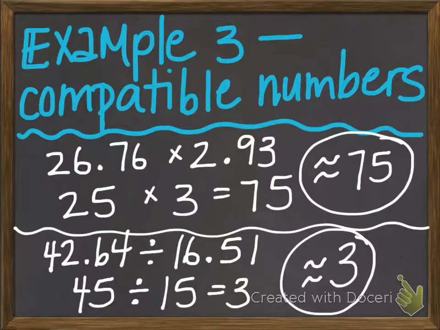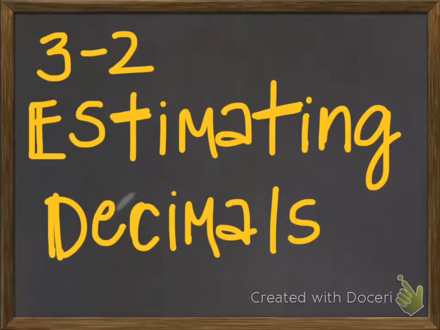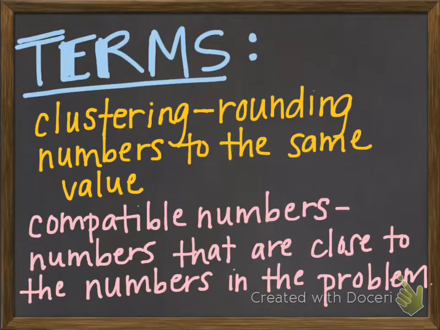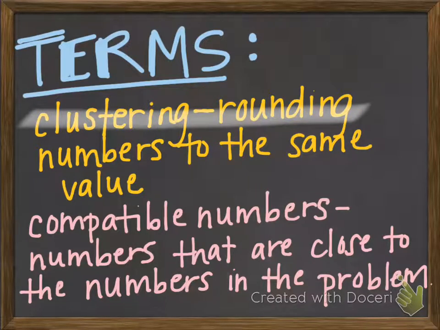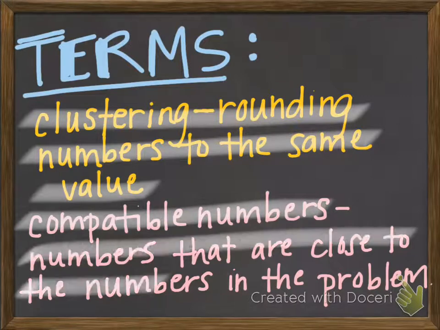Alrighty, let's go back through my video here, and I'm going to start highlighting things that you should have in your class notes. So you should do a little double check and make sure that you have these elements in there. Okay, the title of your page should be 3-2 Estimating Decimals. You should include these terms. You should have clustering is rounding numbers to the same value, and compatible numbers are numbers that are close to the numbers in the problem.